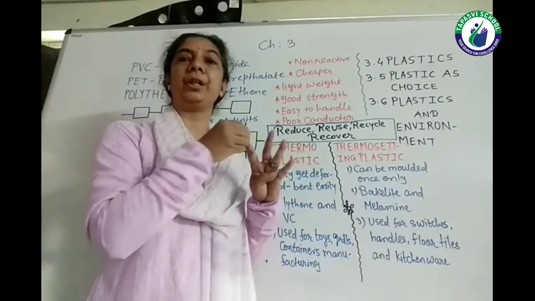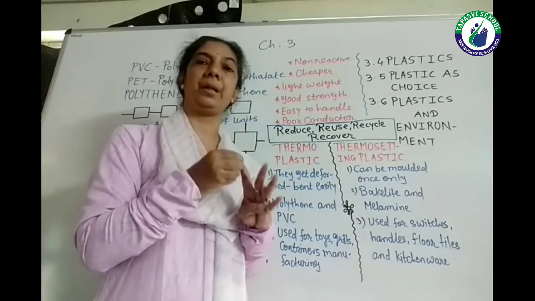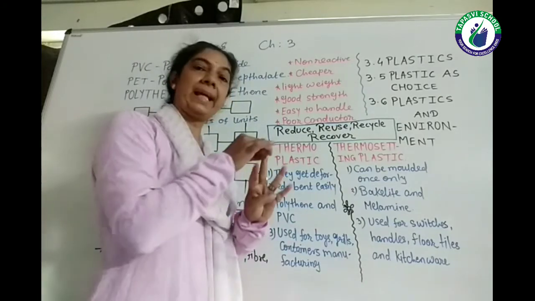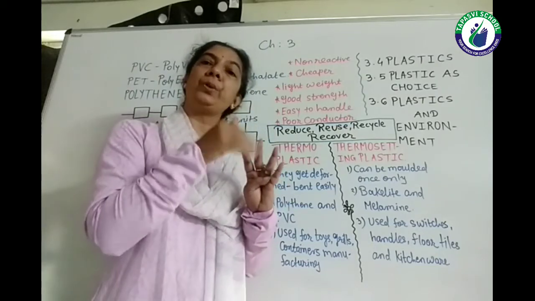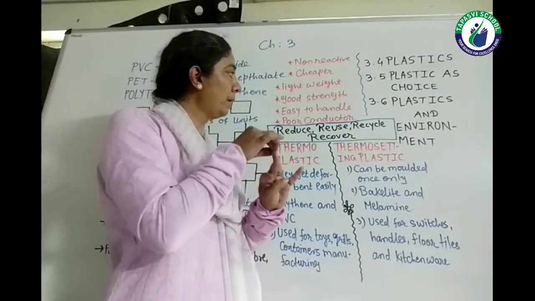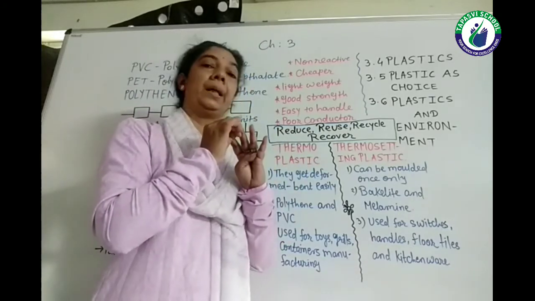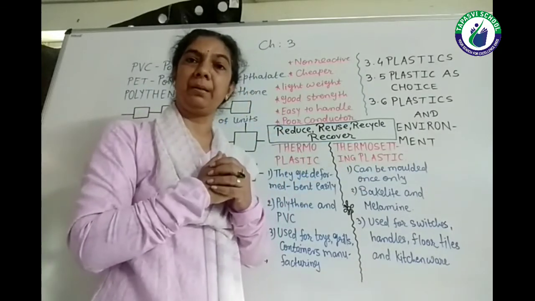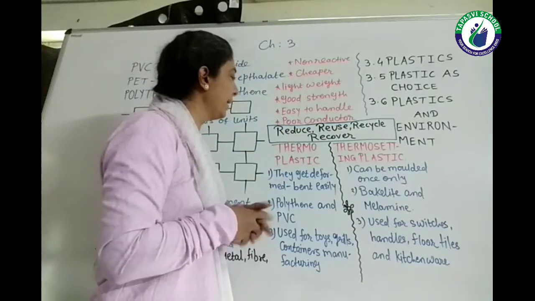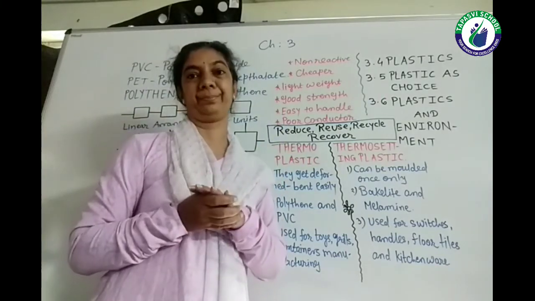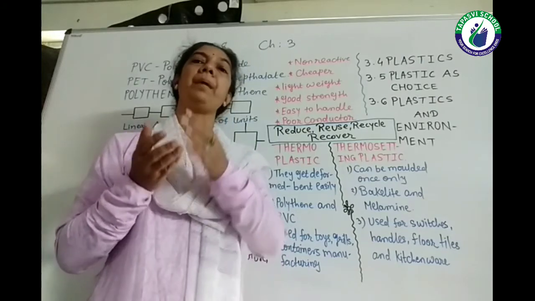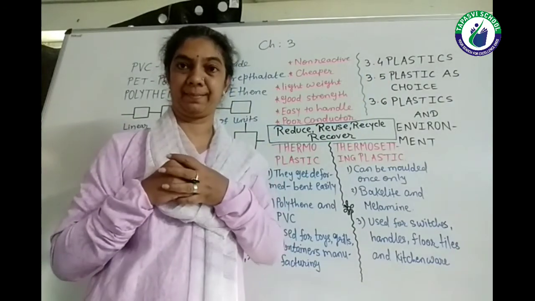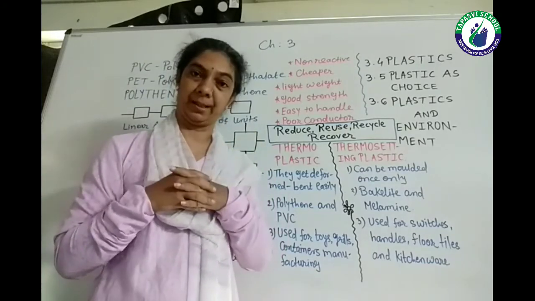First, reduce the use of non-biodegradable material, that means plastic. Reduce the use of plastic. Second, reuse the plastic, use it again and again. Third, recycle the plastic. Making something new from that used material is known as recycling. And lastly, recover. Find the things which can be made again like the same material from which we have made something else. Recover the original material.